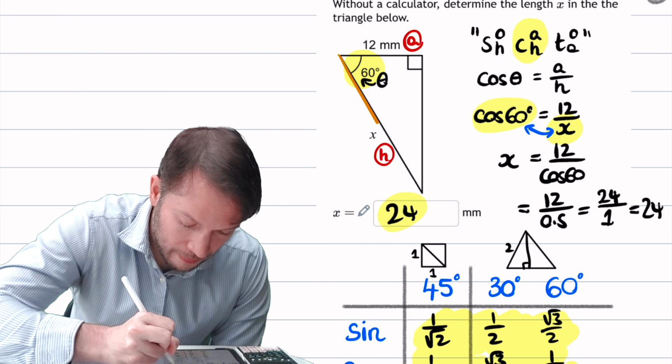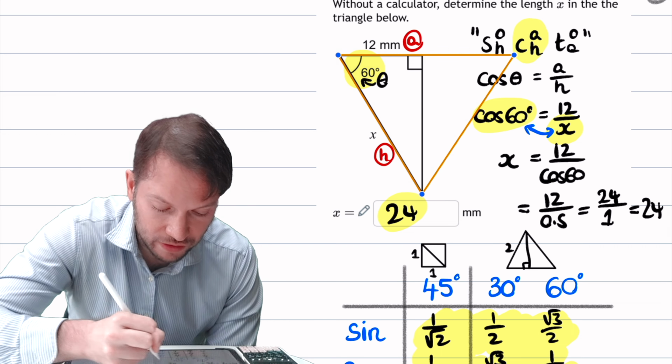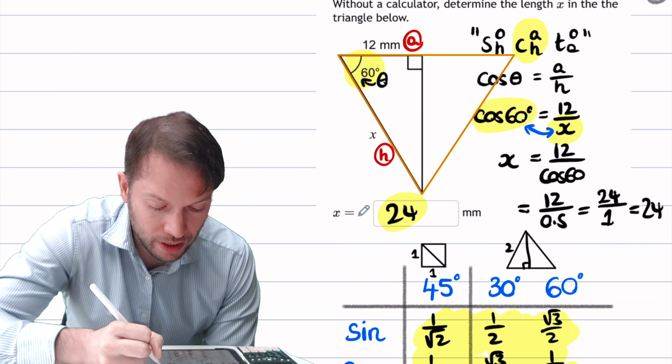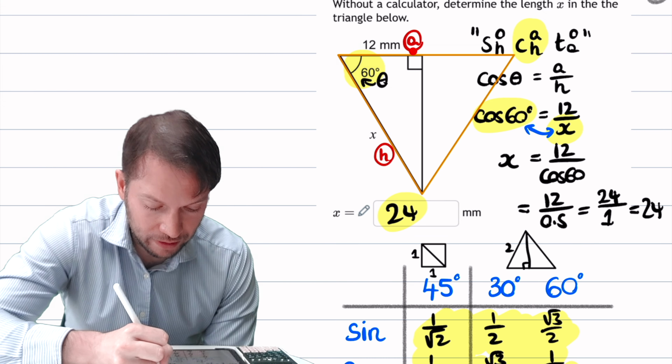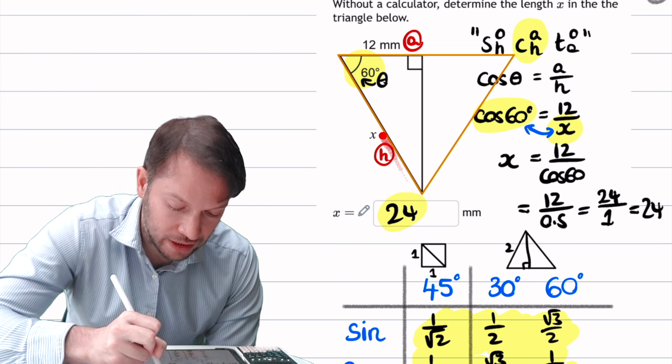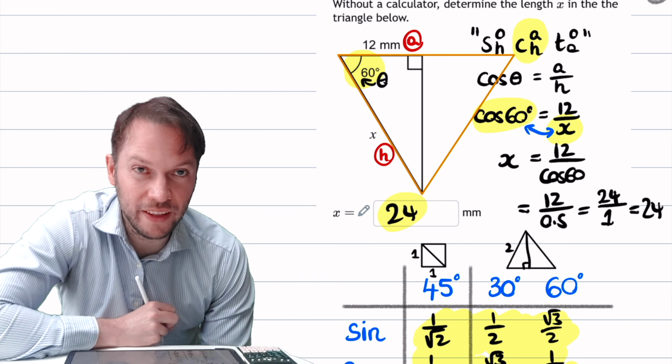The quick way you might have done this is that you can just say that, well, this here is an equilateral triangle, right? Because you've got this 60-degree angle here. So if this is 12, that's half the side length of an equilateral triangle. So this must be double. So you can see immediately x would be 24, and then you've got the answer straight away.